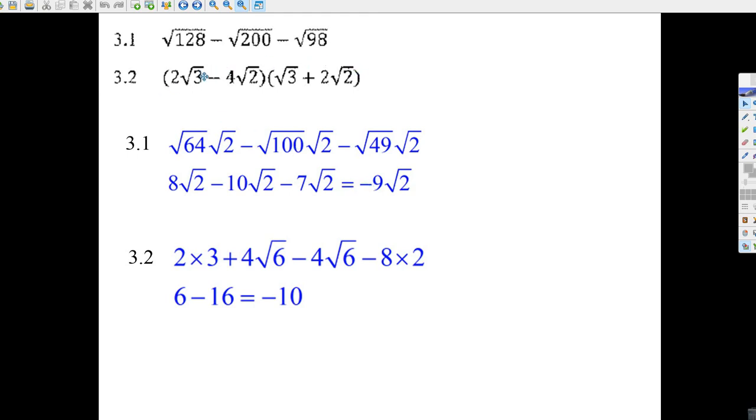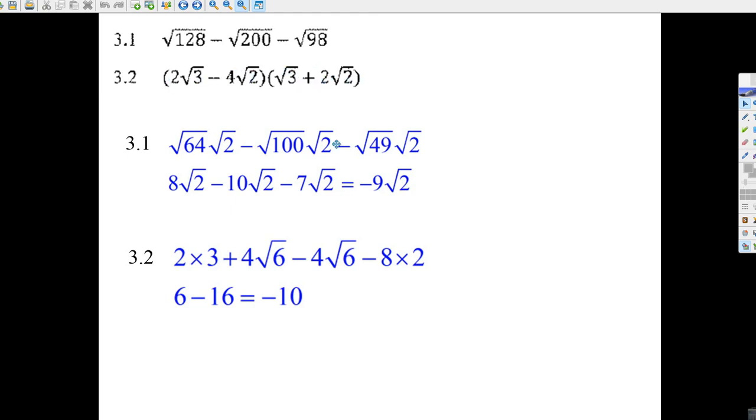Now this is just FOIL. You've got 4 products here. You just have to know that when you go a square root times a square root, you get rid of the square root sign and you'll just get the thing inside. The square root of 3 times the square root of 3 is 3. But there's a 2 here, so that's 2 times 3. That's the first product. The outside product is 2 times 2, which is 4.